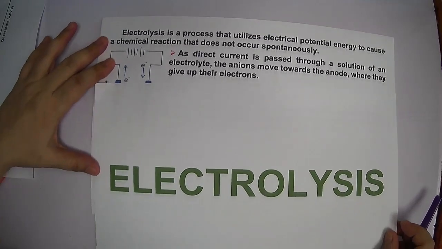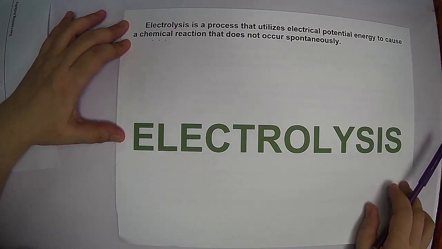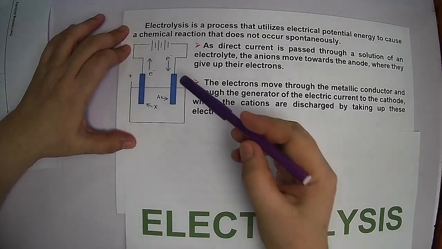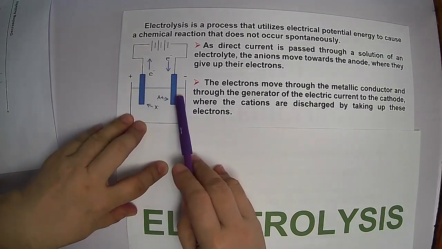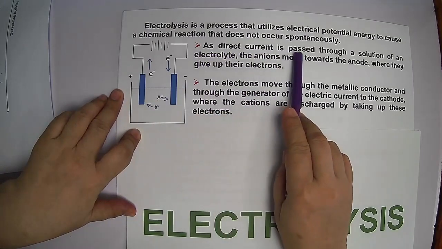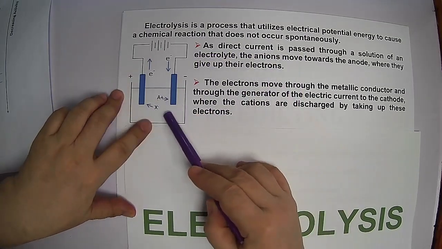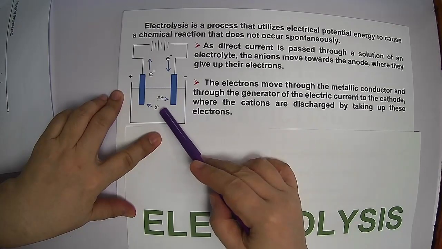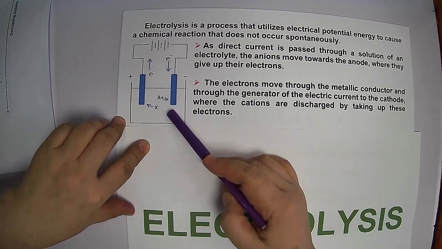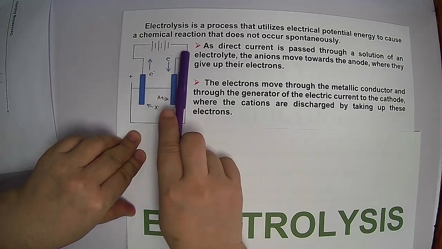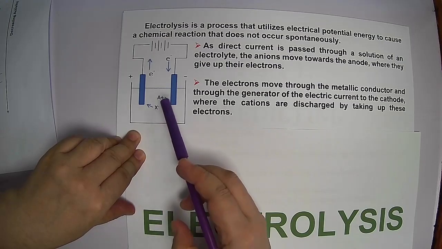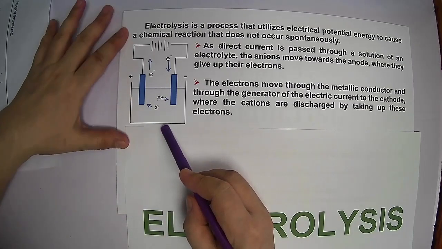To begin with, let us define electrolysis. The process of electrolysis takes place in an electrolytic cell. So we can represent the electrolytic cell by this schematic diagram where the two electrodes are within the same solution. As a direct current is passed through a solution of an electrolyte, the anion moves towards the anode where they give up their electron. And the electrons move through a metallic conductor from a generator of the electric current to the cathode, where the cation are discharged by taking up this electron.